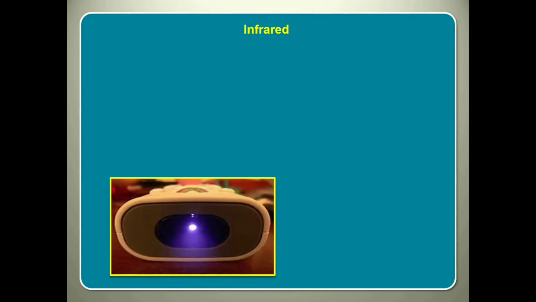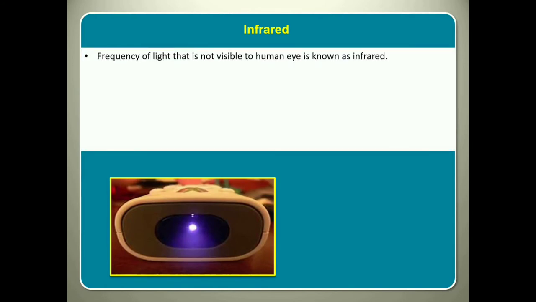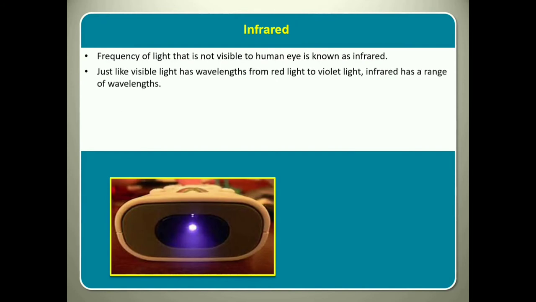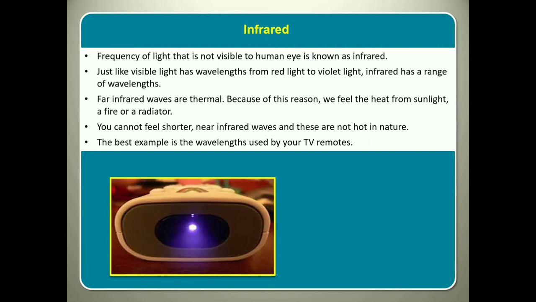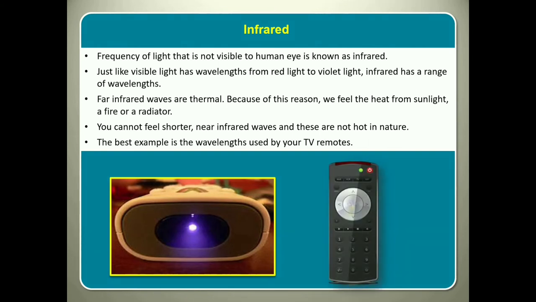First is about infrared. Frequency of light that is not visible to human eye is known as infrared. Just like visible light has wavelengths from red light to violet light, infrared has a range of wavelengths. Far infrared waves are thermal. Because of this reason, we feel the heat from sunlight, a fire, or a radiator. You cannot feel shorter, near infrared waves, and these are not hot in nature. The best example is the wavelengths used by your TV remotes.